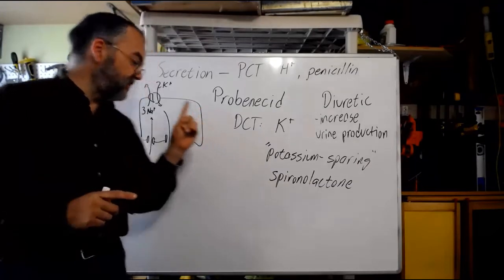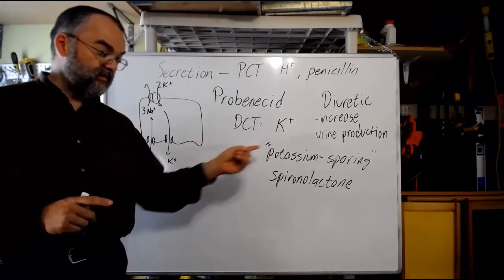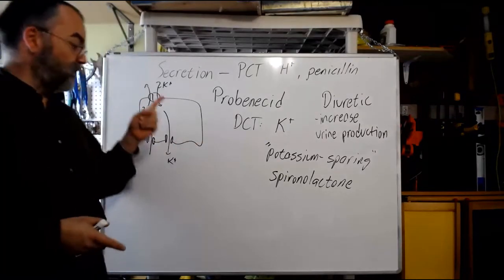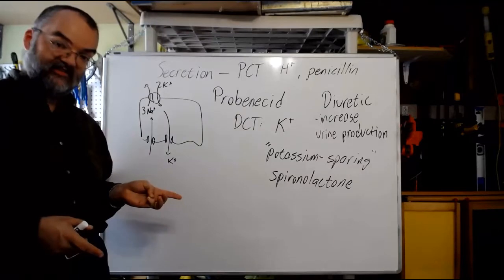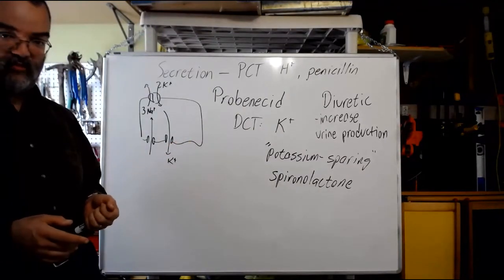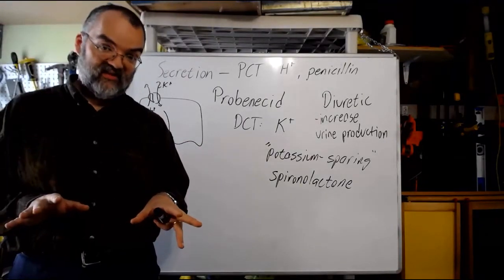But notice, aldosterone also increases potassium loss. So if I take spironolactone, I increase my water loss without increasing my potassium loss. So we call it potassium sparing. There are a few others, but that's a nice example. So those are some examples of secretion and why it matters.